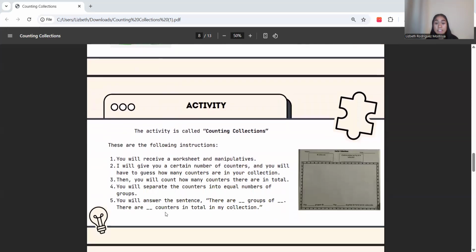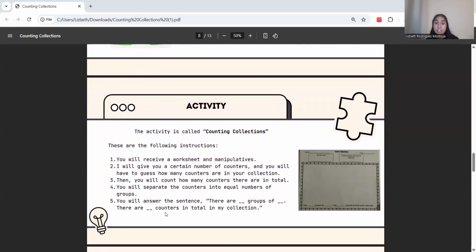Okay, so now the activity is called counting collections. And this worksheet is provided to you on my website. It is under lessons, in the section of introduction. From this lecture and the manipulatives, I also incorporated a resource link where you are able to access the manipulatives and just use them online, if you guys don't have any that you can use at home.